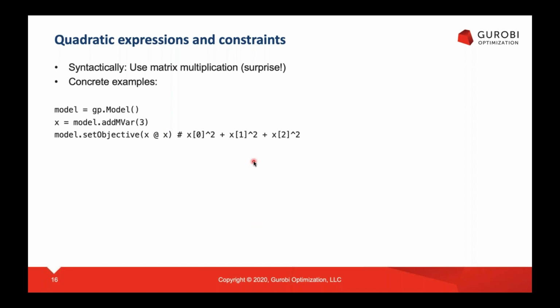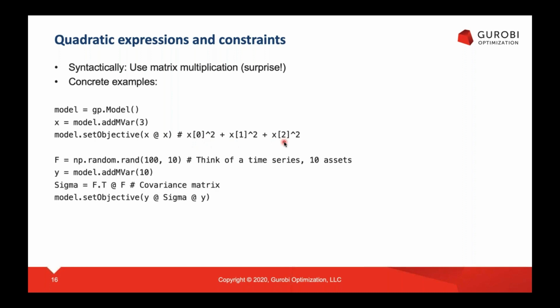Of course, we just used the matrix multiplication operator to bring them to life. So what are concrete examples? Let's start with, again, this optimization model. Let's add one optimization variable of length 3. And now what does this do? Well, x times x is just the inner product of x and x. So it's just x0 squared plus x1 squared plus x2 squared.